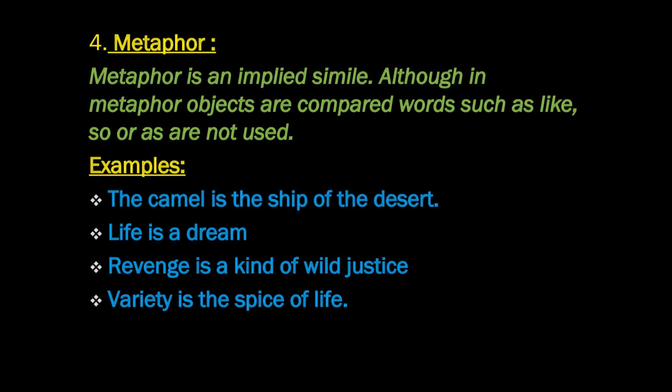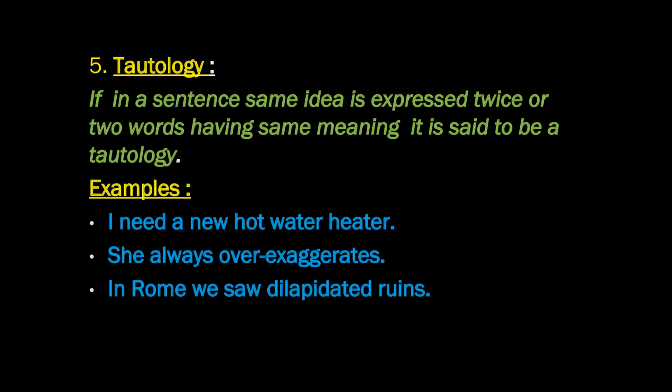Let us move on to the next figure of speech, that is tautology. In tautology, you observe that in one sentence there are two ideas having the same meaning expressed in the same sentence. For example, I need a new hot water heater. Water heater itself is something which heats up the water, but then you are using the word hot and heater in the same sentence. So this is to emphasize the idea the speaker wants to say. To make it more catchy and give more emphasis, tautology is applied.